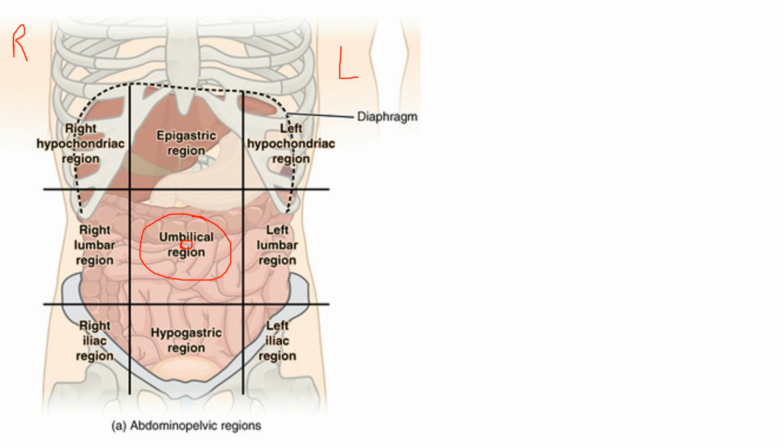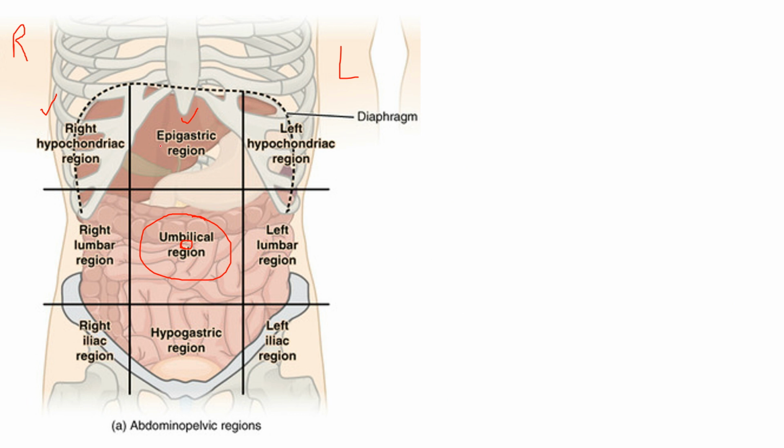Going across the page, working on the rows instead of the columns, we've got the right hypochondriac region. If the question on the test says name the region, then you would say right hypochondriac region, not just right hypochondriac. I know it's kind of redundant when I ask you to name the region and you have to include the word region in your answer, but you do. As we move across the row, the center top is going to be the epigastric region.